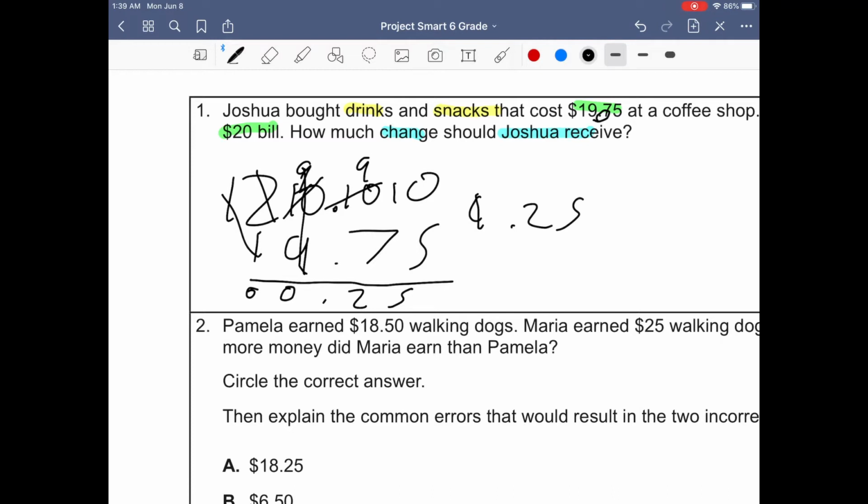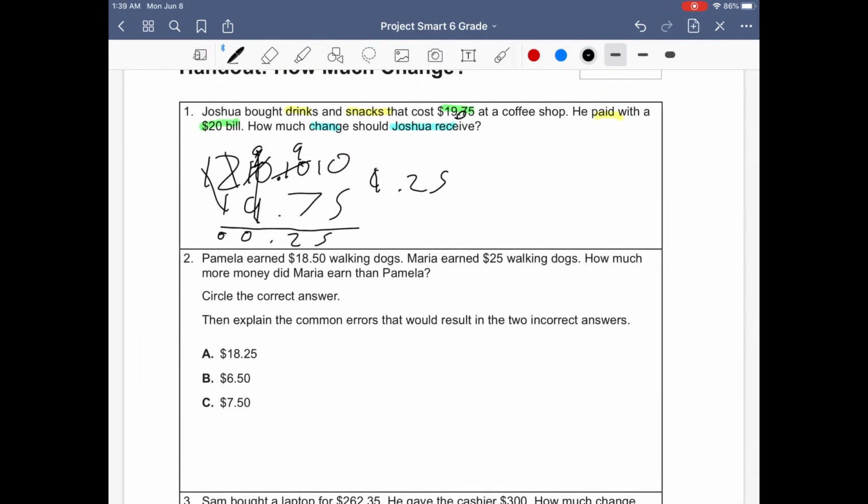So when you work this out, if you're doing it on an iPad, just take a screenshot of it. Or if you're working on paper, just take a picture of it. That way you can send it to me, because I do need proof that you're working out the problems. Let's work on the next one together.